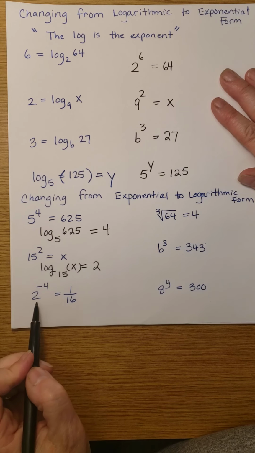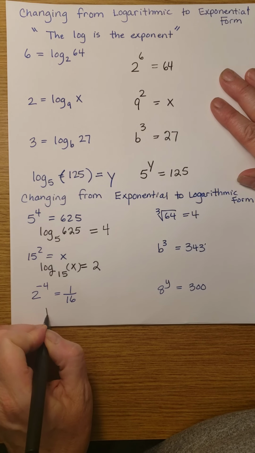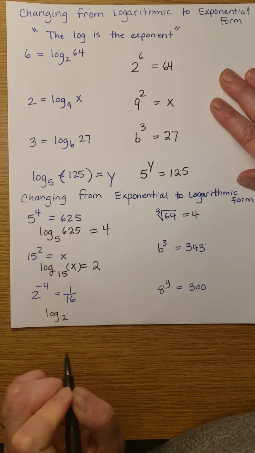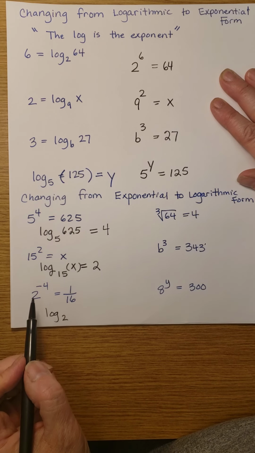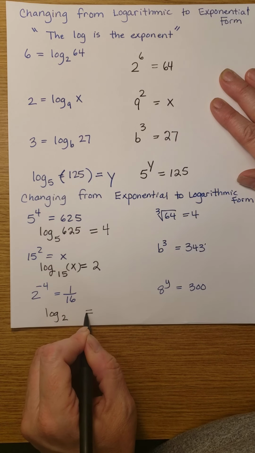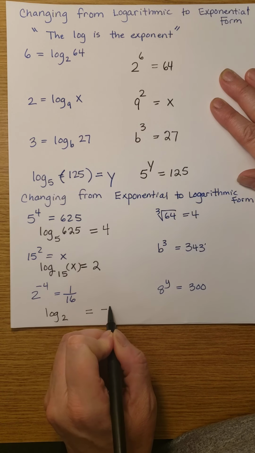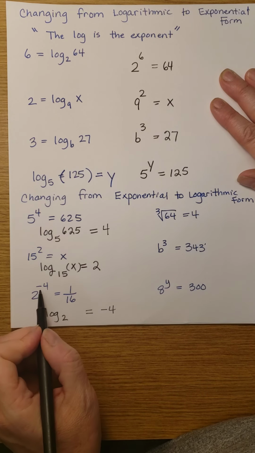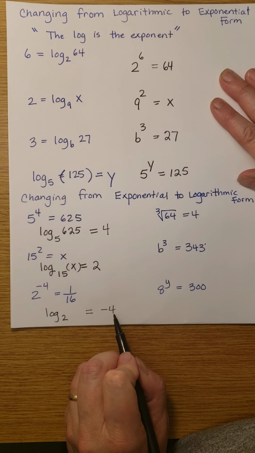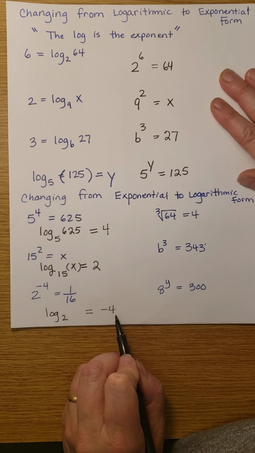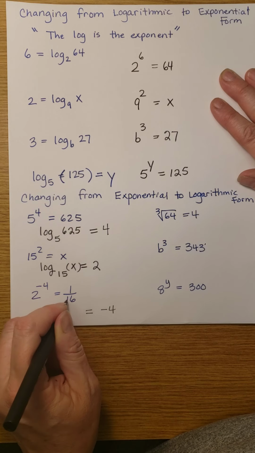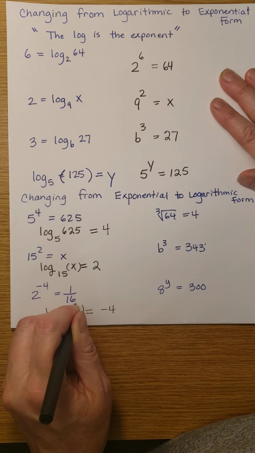Okay? The base is on the bottom, so it's going to be log base 2, and the log is the exponent. So the exponent goes right here. Well, that's just -4. See how -4 is in the exponent? So we write it here. The log is the exponent. And finally, this number goes in that space that's missing there.